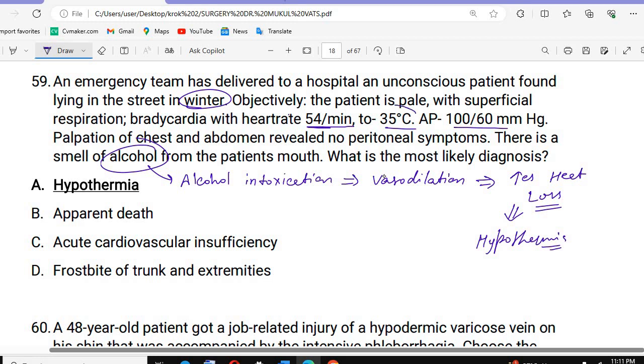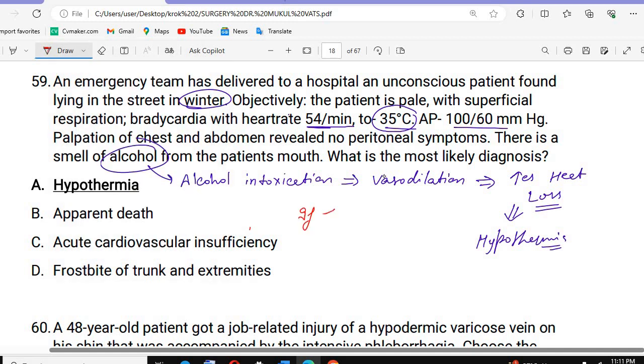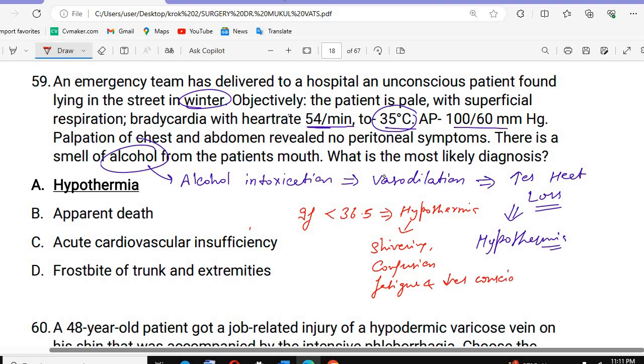As you have seen, the body temperature is given as 35 degrees Celsius, and the normal temperature, we know, is 36.5 to 37.5 degrees Celsius. If it is less than 36.5, the patient is hypothermic. In hypothermia patients we will see shivering, confusion, fatigue, and decreased consciousness.